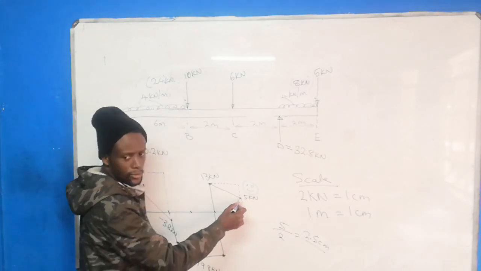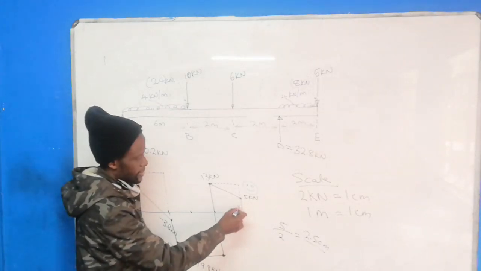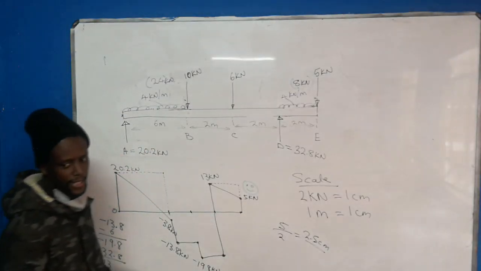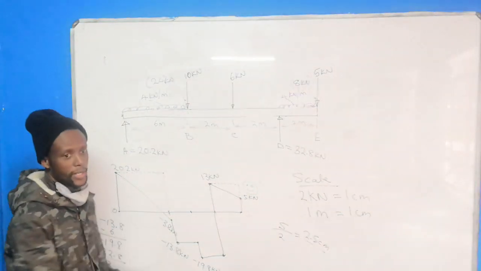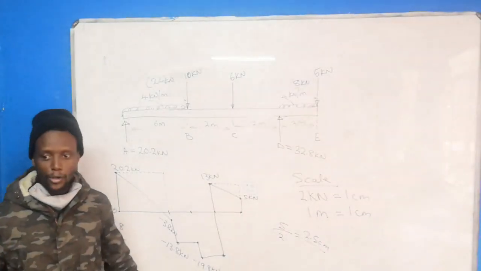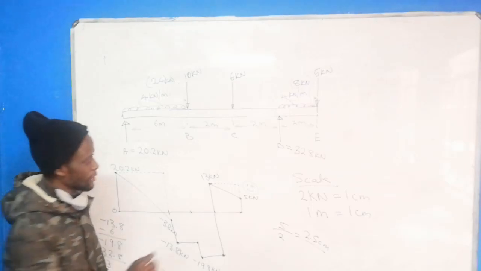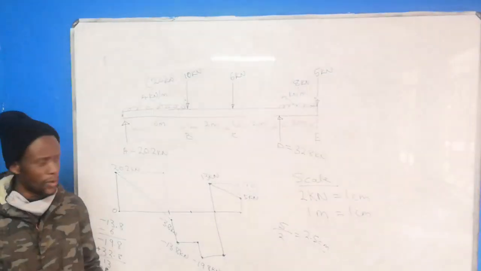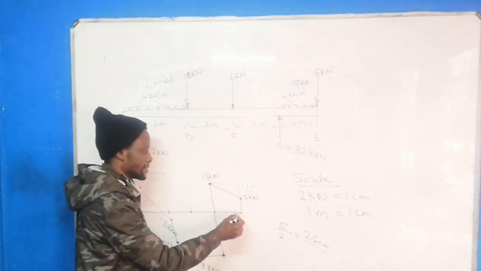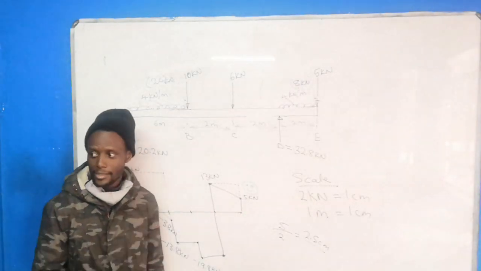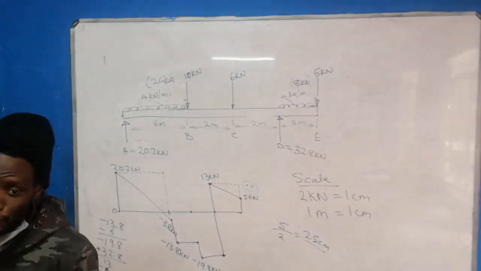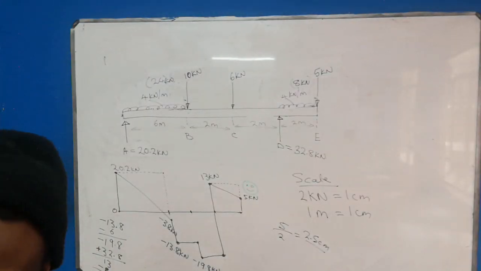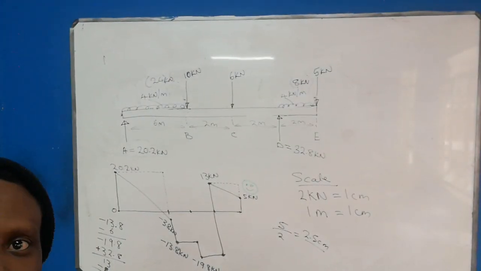Okay, are you getting 2.5? Exactly. Then your drawing is correct. If you are slightly off, it doesn't matter. If you are slightly off, maybe by 2 millimeters and so on, just fix it. We are not doing engineering drawing. Okay. Keep practicing.